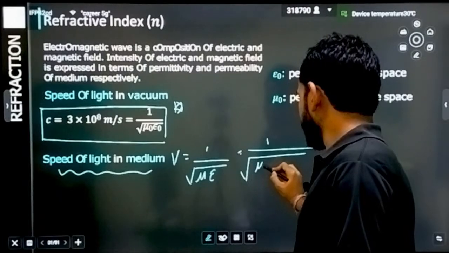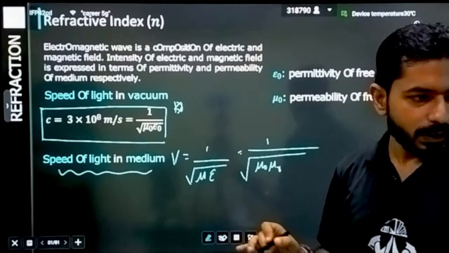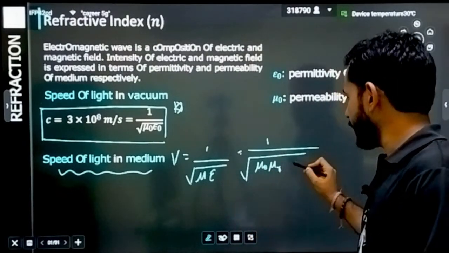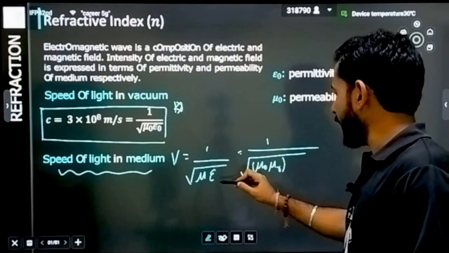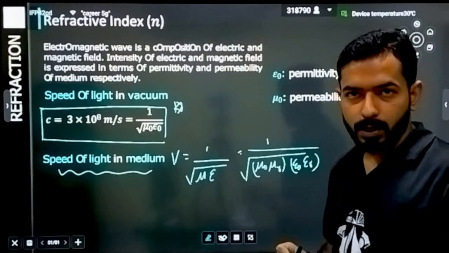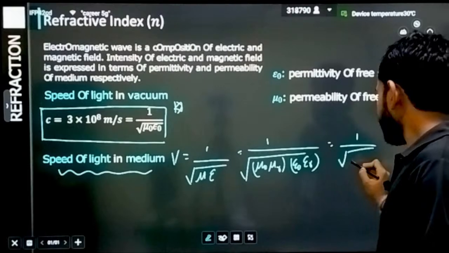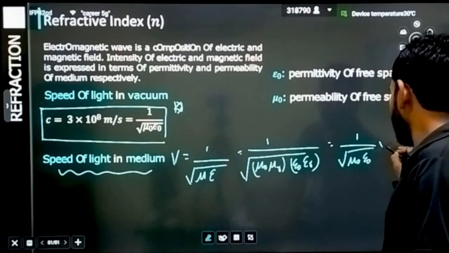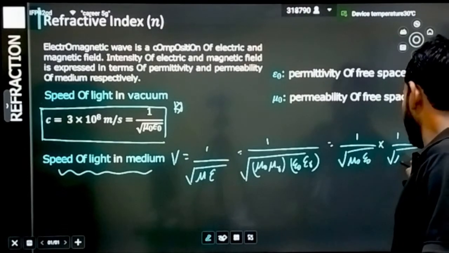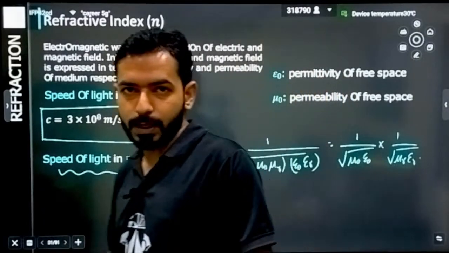From electrostatics we have learned how to write this. Mu can be written as mu naught into mu r. Mu naught is the permeability in vacuum, and mu r is the relative permeability. And epsilon can be written as epsilon naught multiplied by epsilon r. So further it can be written as 1 divided by root of mu naught into epsilon naught, multiplied by 1 divided by root of mu r into epsilon r.